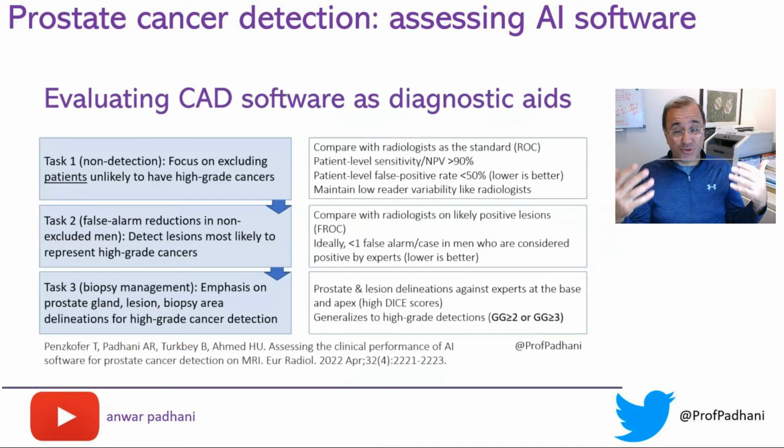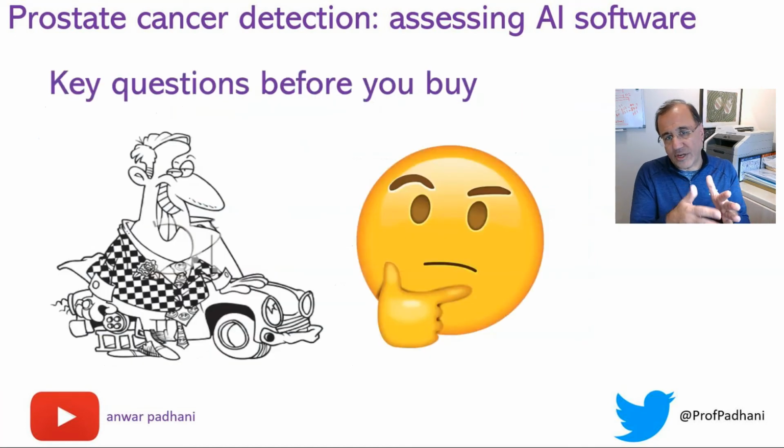And remember, task 3 is about prostate gland delineations, about lesion delineations, because this is about biopsy management. And when we talk about biopsy management, of course, the gold standard has to be pathology. In other words, the software has to generalize to high-grade cancer detection, whether you define that as grade group 2 and above or grade group 3 and above.